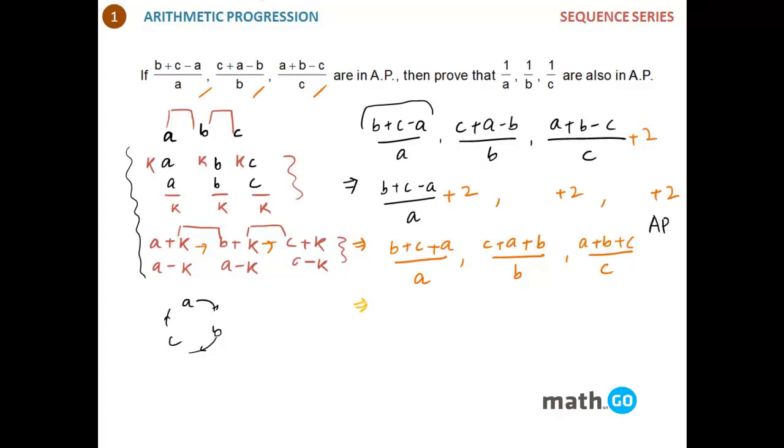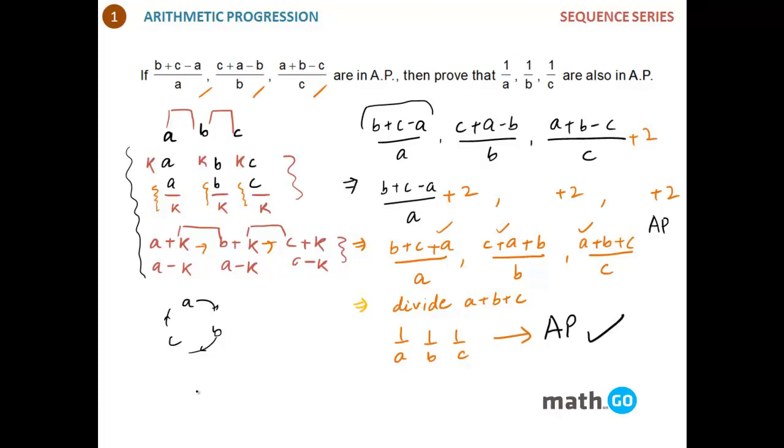Now let's take it to the other level. Now we know that numerators in all these three terms are the same. What we had said here, that if you divide all the three terms by a common number, then also they are in AP. So I divide all the three by A plus B plus C. So what will we be left with? 1 by A, 1 by B and 1 by C, and this does not change the property that they are in AP. Hence proved. Nothing needs to be solved.